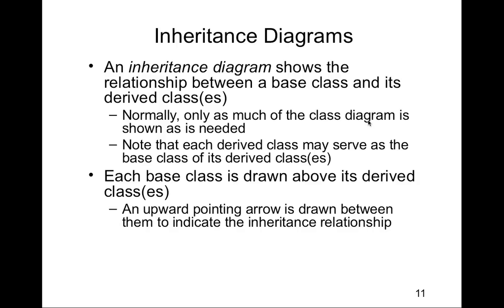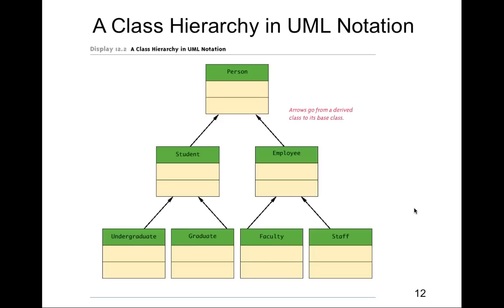Also note that each derived class may serve as a base class for a derived class as well. And each base class is drawn above its derived classes. So we put the base class above the derived classes, and the hierarchy goes upside down. An upward arrow is drawn between them to indicate the inheritance relationship. So here's our relationship with inheritance. In UML, you're supposed to draw the arrows up because you are going up. So person would be the base class, and arrows go from the class to the base class.